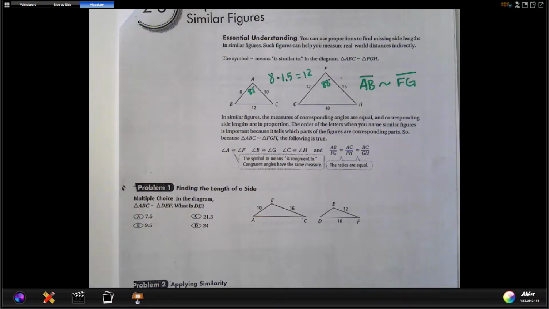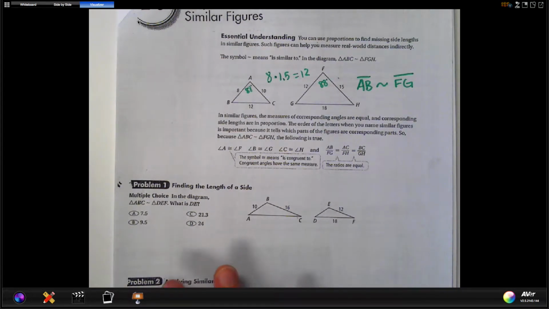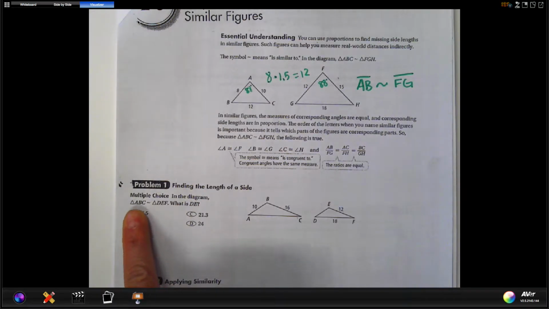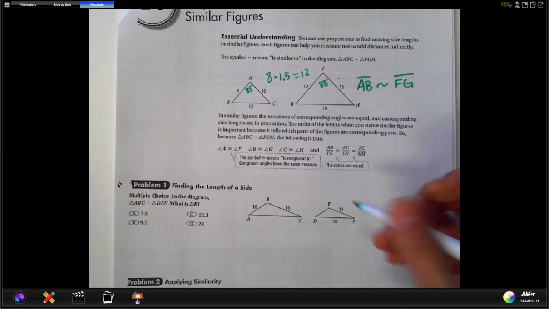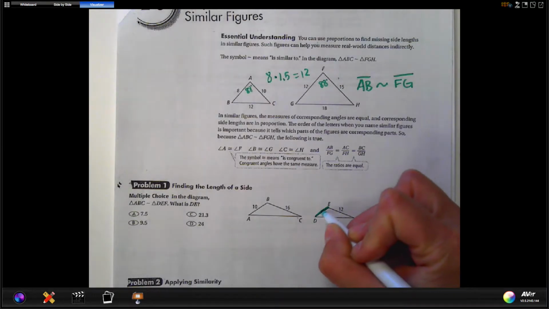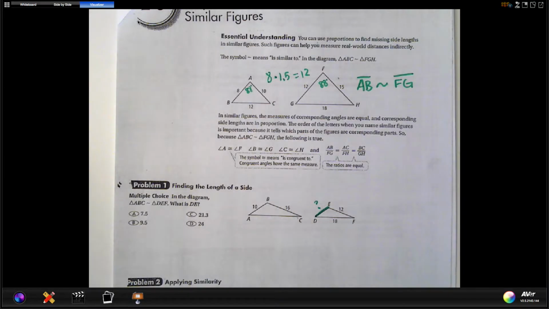All right, let's do how you do this. So finding the length of a side. And you're going to use scale factor or use proportions to be able to do this. So this is like on an SAT question, right? It'll say find the length of a side. And it says this, the way you read this is, in the diagram, triangle ABC is similar to triangle DEF. Okay, great. That's good to know. What is DE? So you're looking for this side length to figure out what the length of it is.